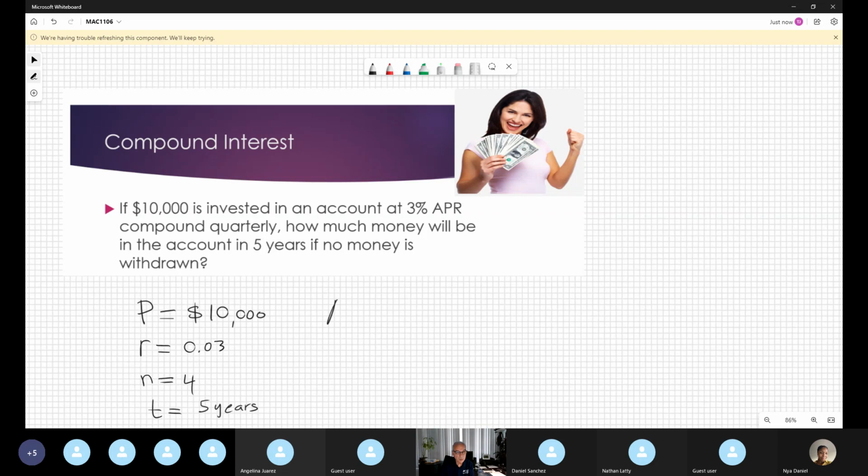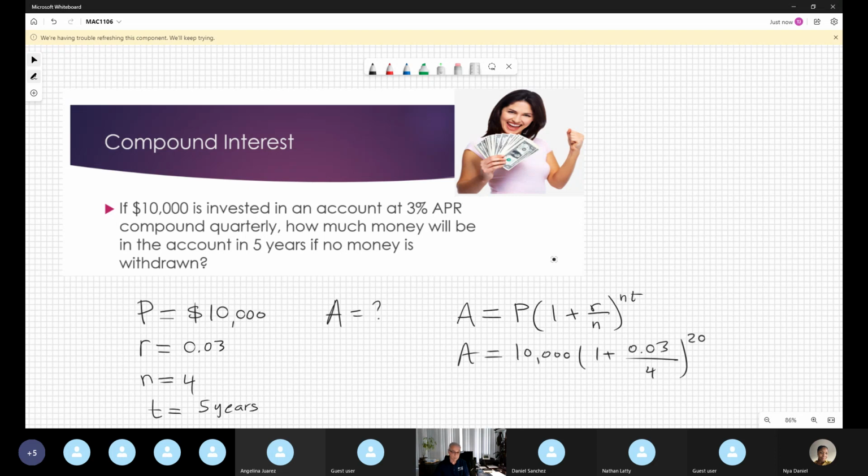Now, what should I do? Compute A, future value. I copy my formula. A is equal to P, parenthesis, 1 plus R over N, raised to the NT. Let me try substitution. P is 10,000. 1 plus R is 0.03 divided by 4, no? Because N is 4. And the exponent is the multiplication N times T. N is 4, T is 5, and 4 times 5 is 20. The exponent is 20. And the rest, please, you put in a calculator.